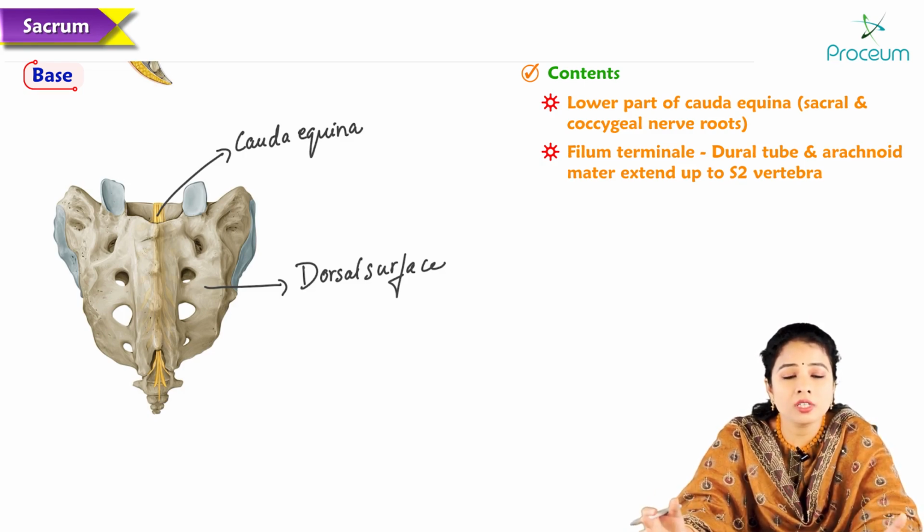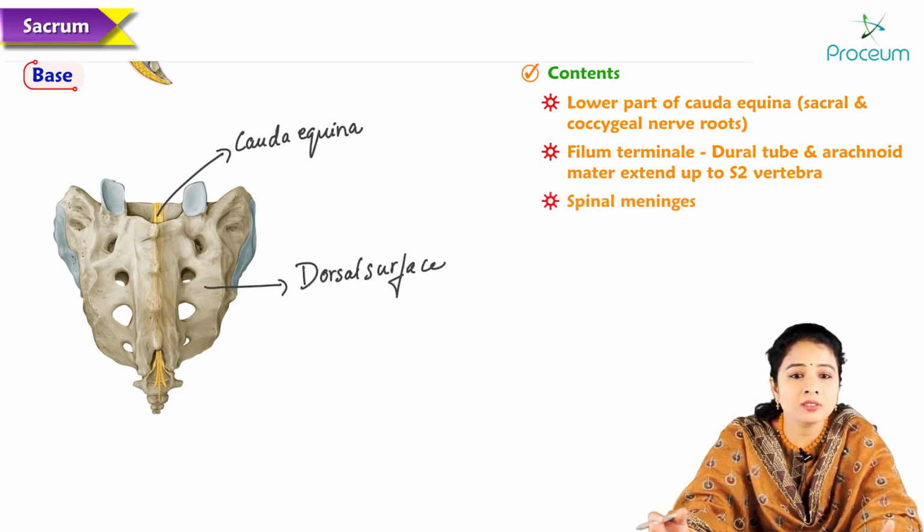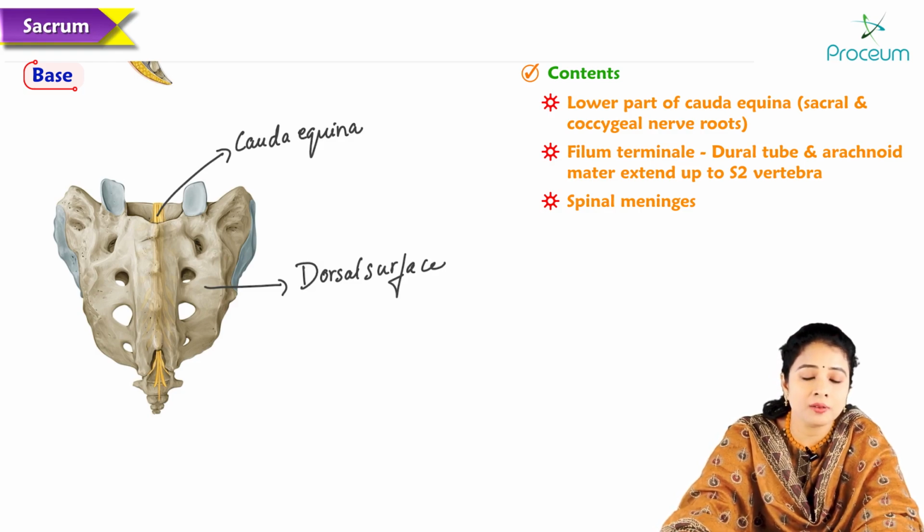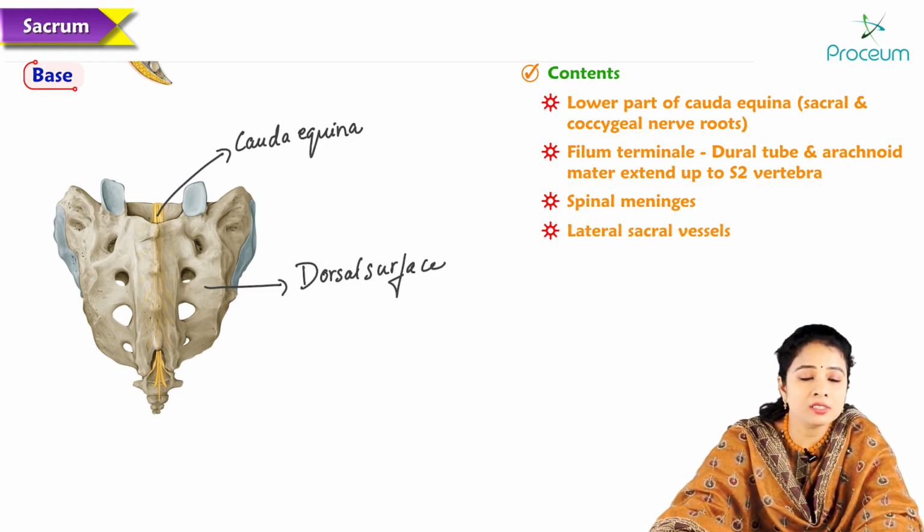And it is also surrounded by the spinal meninges. Up till the level of S2, we have all the three spinal meninges, that is dura mater, arachnoid mater and pia mater. Beyond the level of S2, only the dura mater continues to form a fibrous sheath. And lateral sacral vessels are also the contents of the sacral canal.